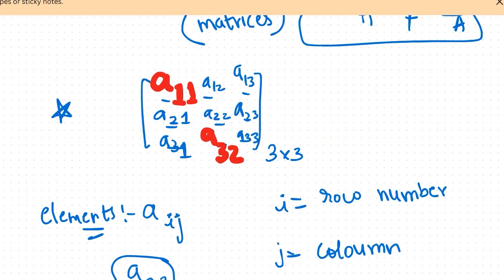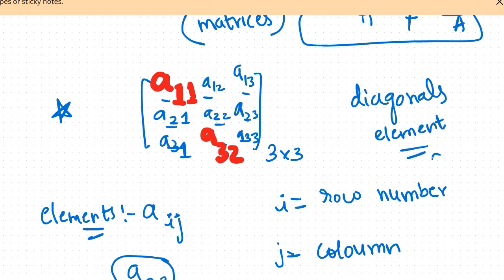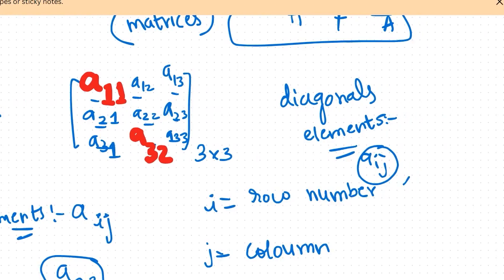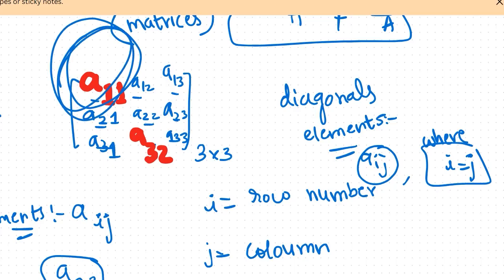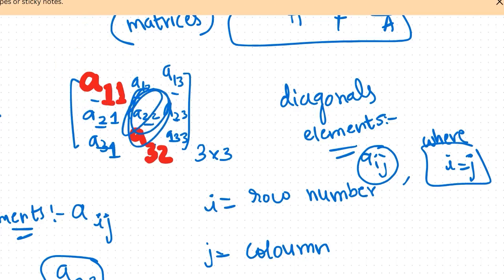If they want to write in fancy language, diagonal elements are represented by Aij, where I is equal to J. I and J are equal. So on the first row A11, second A22, third A33.